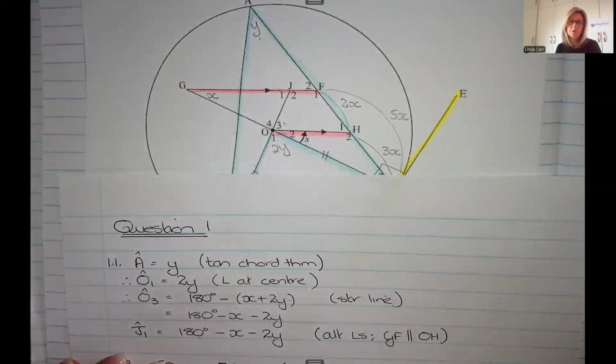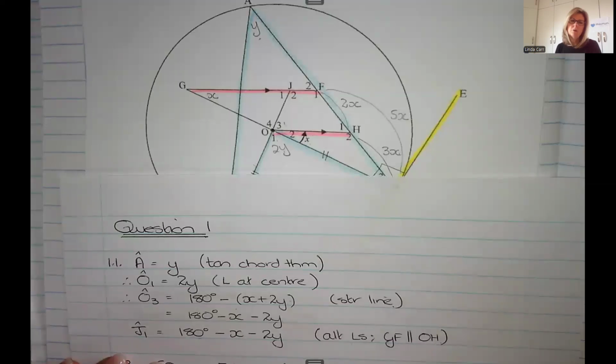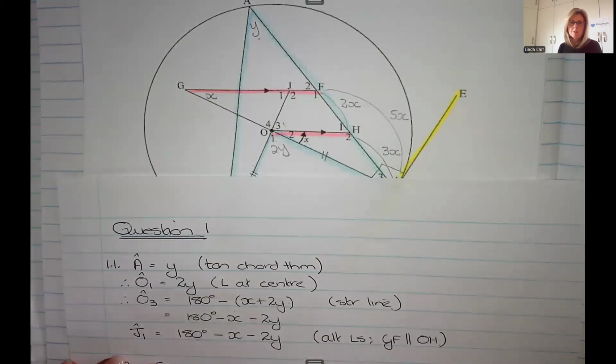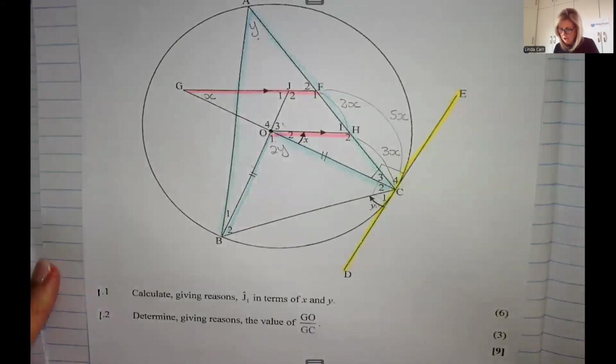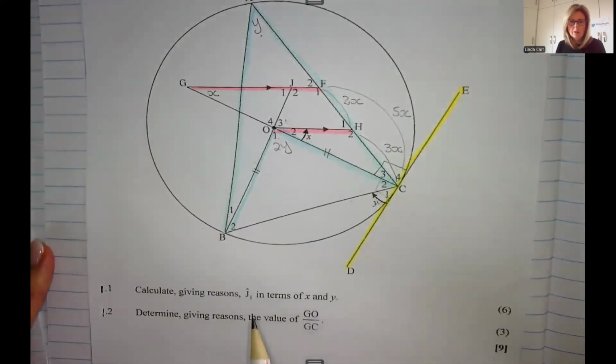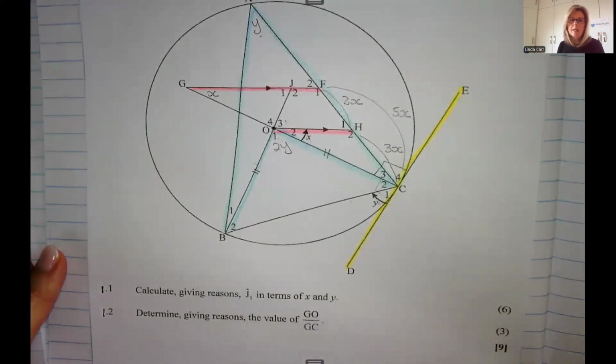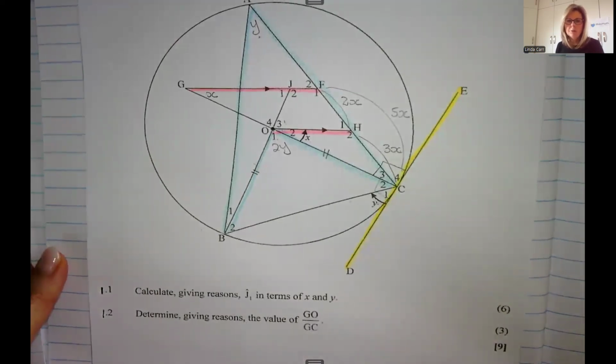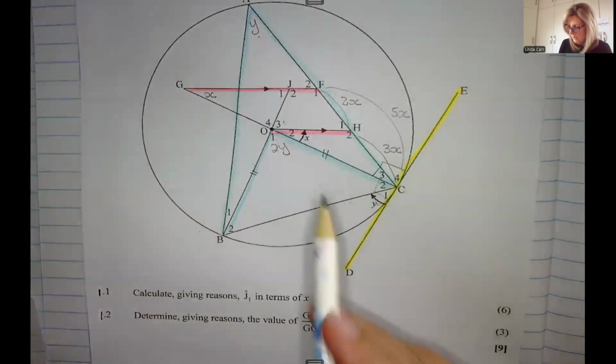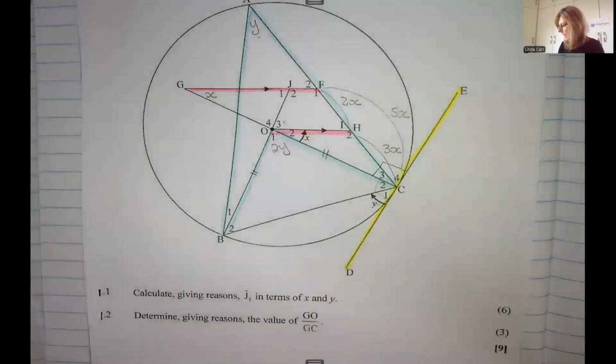Remember, you have to put the parallel lines in if you quote alternate angles are equal. Right, so that was question 1 for 6 marks. It's definitely worth 6 marks. Let's have a look at question 1.2. Determine, giving reasons, the value of GO to GC. All right, so here come these parallel lines again.